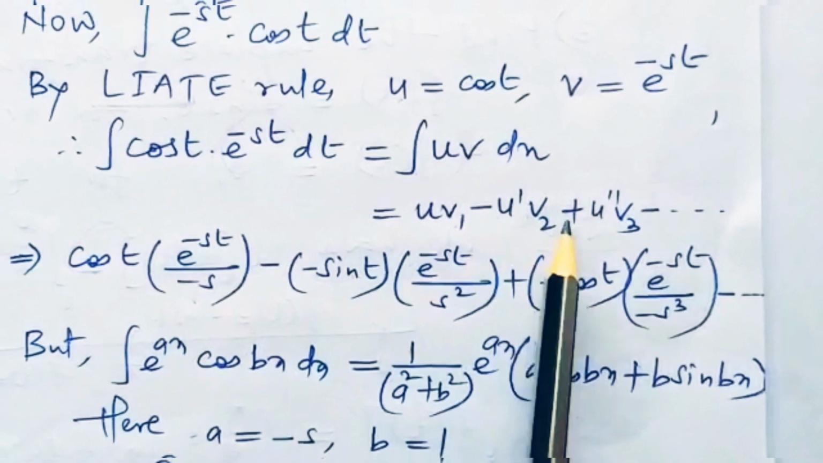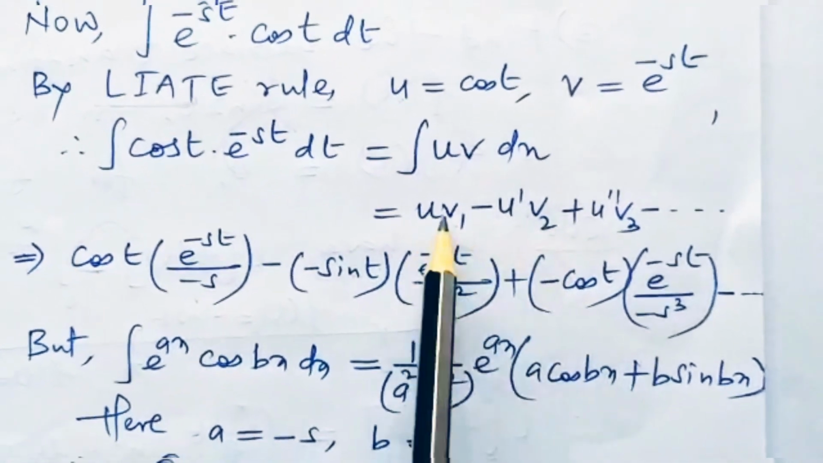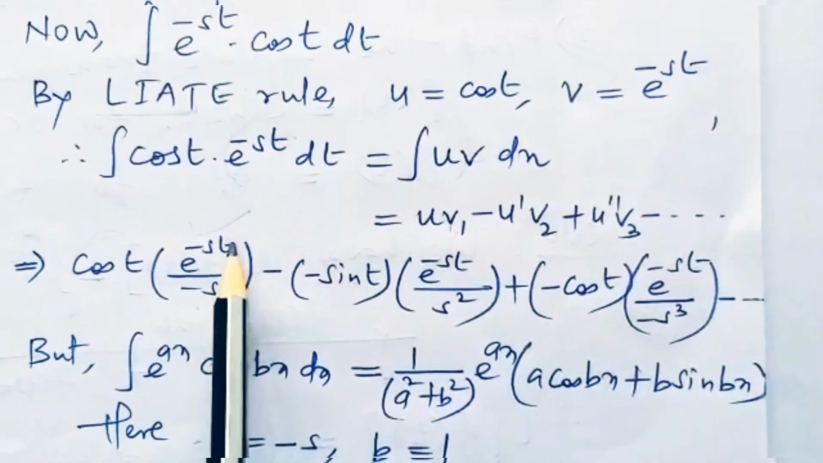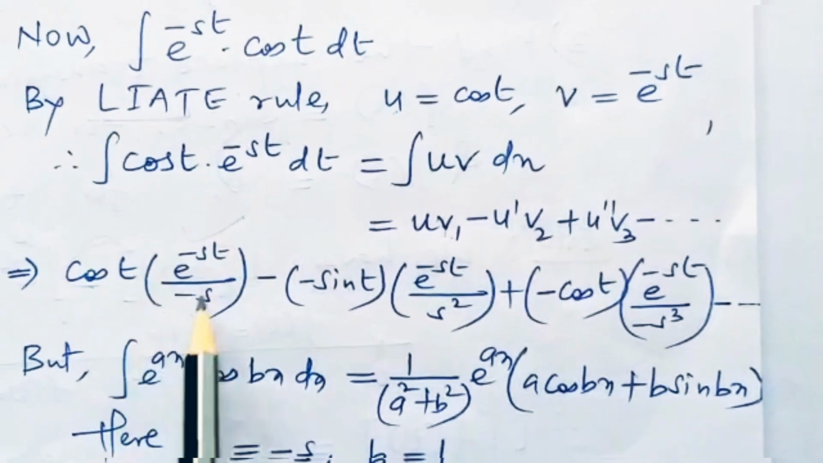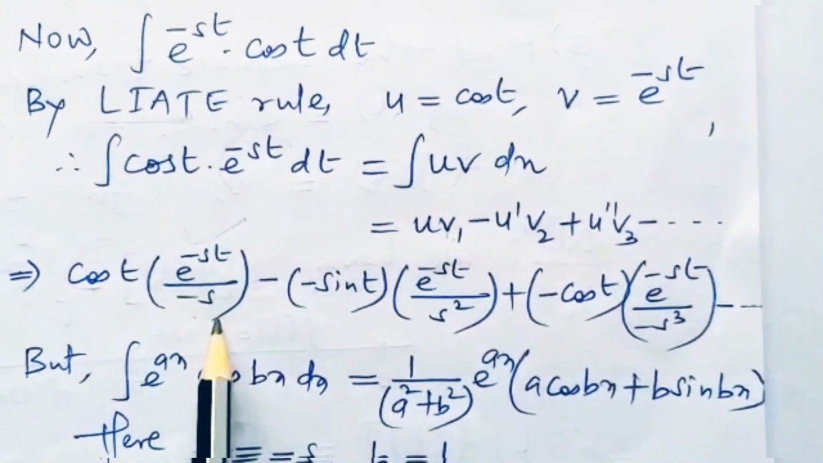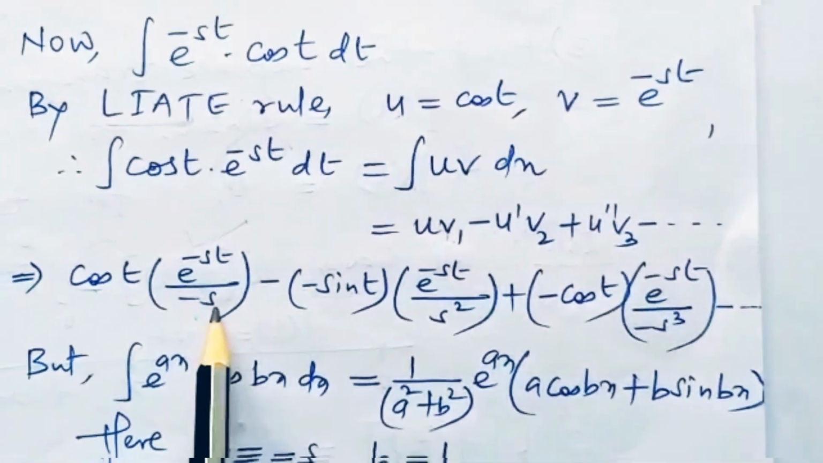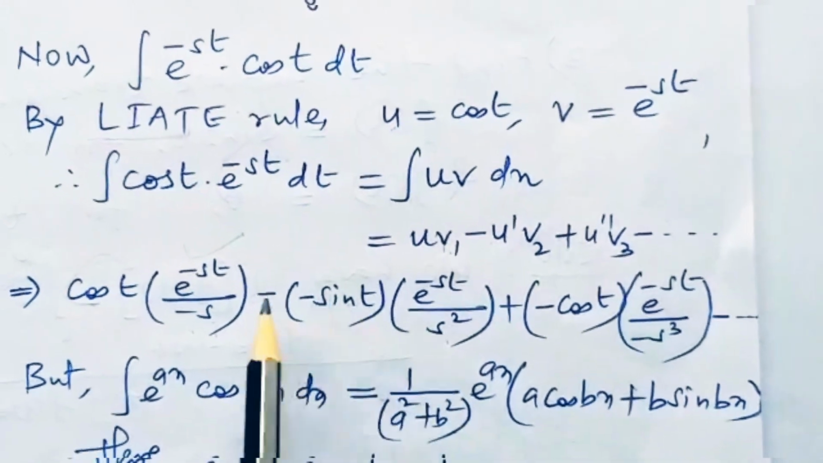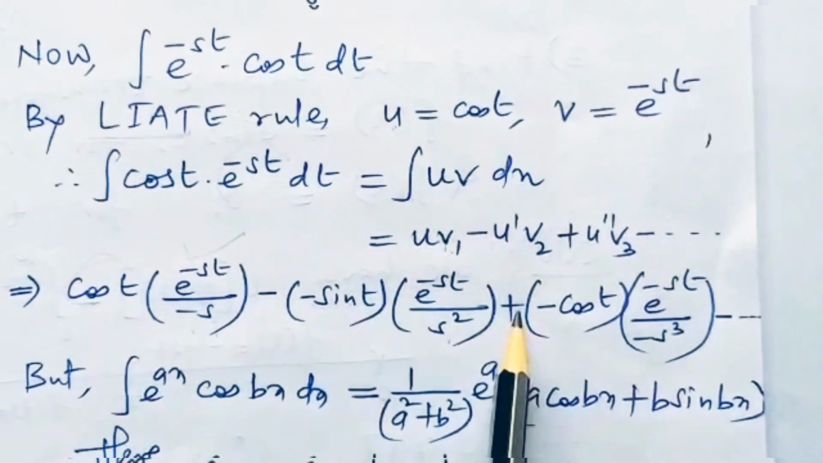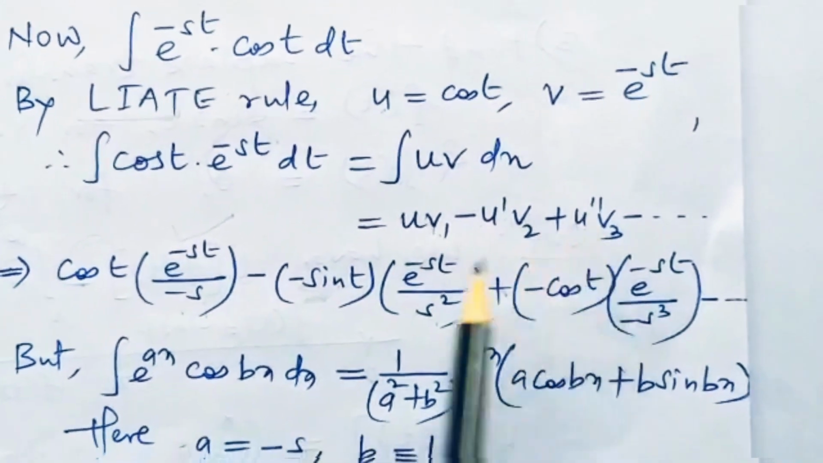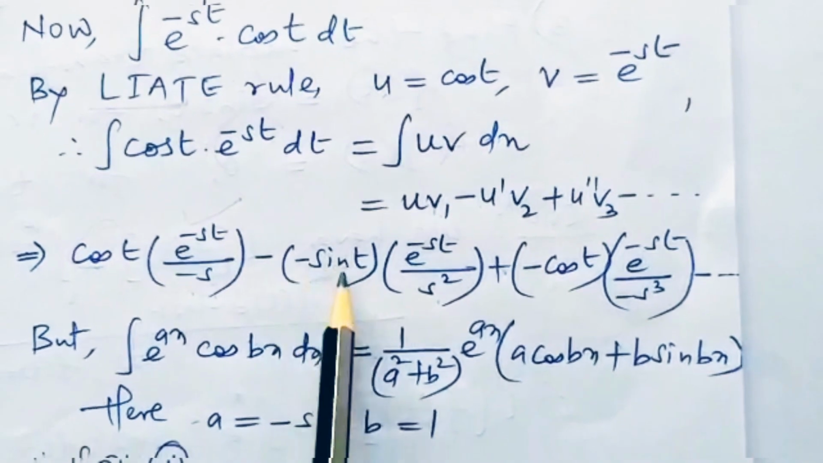Then further v2, how will v2 be obtained? By integrating v1. So e to the power of minus st divided by minus s, once again if you integrate, it becomes e to the power of minus st divided by minus s. But since negative s is already present, it becomes e raised to minus st divided by s square. Then after the negative sign, it is a positive sign. We can further talk about the derivative of this part as u double dash. Then what is the derivative of minus sin t?